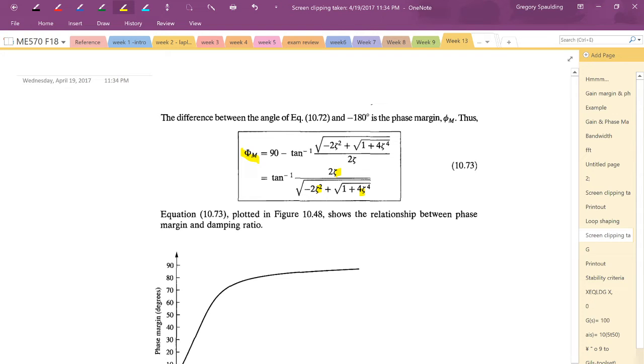The smaller the damping ratio, the more oscillation we get in our system. The higher the damping ratio, the less oscillation we get. And then here shows the graph between phase margin and damping ratio. So as our damping ratio goes up here, then our phase margin also goes up.